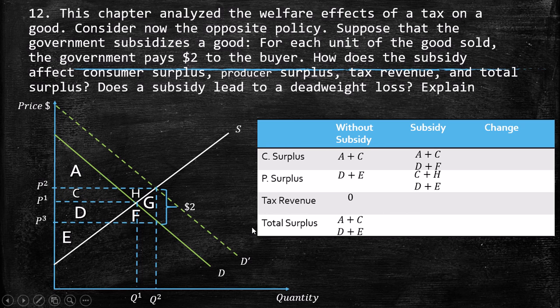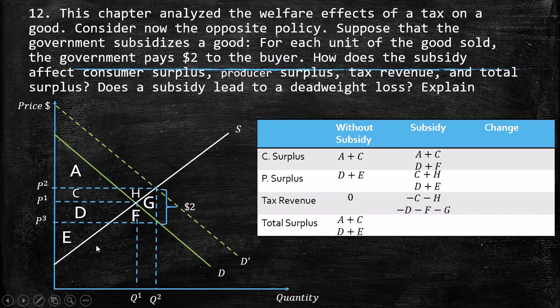So what about the producer surplus? They will now receive P2 instead of P1 because of the subsidy of the government. So this is going to be P2 and quantity Q2. Here this triangle is going to be the producer surplus, which is denoted by the area C plus H plus D plus E.